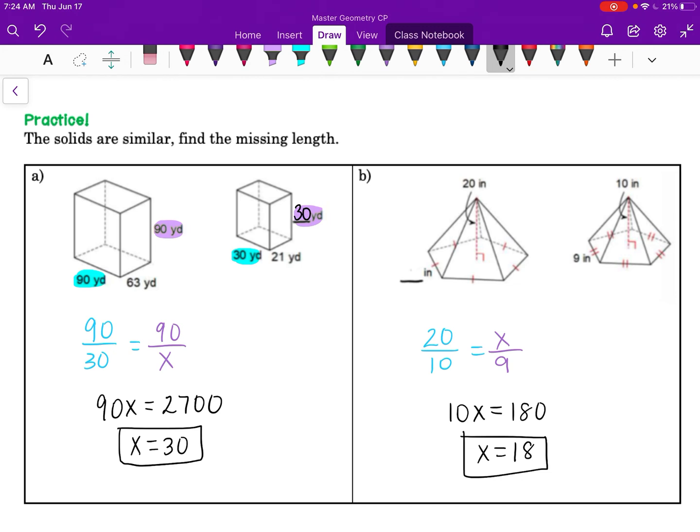For part B, we have our heights of our pyramids, 20 and 10, and then we have a side length that we're solving for. So we have x/9. We're going to cross multiply. 10x equals 180. So x equals 18. Our side length of the larger pyramid is 18 inches.